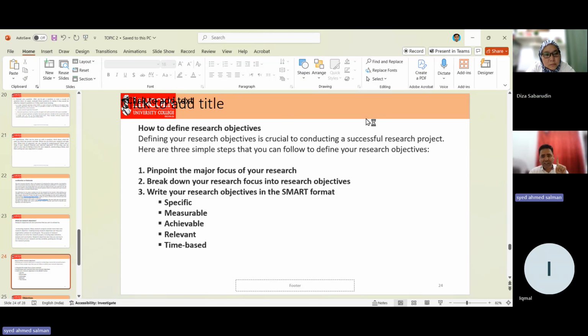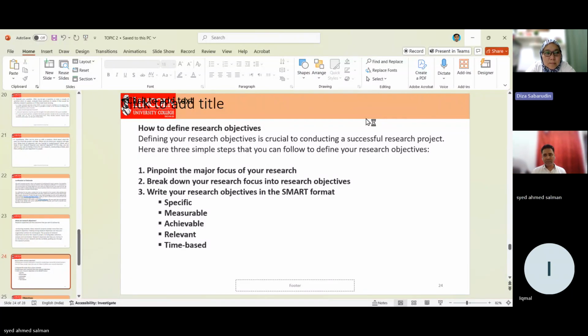The objective is measurable, right? You can measure the objective. The objective is achievable, because you can reach the respondents, am I right? The objective is relevant to the problem statement and the topic. The objective can be achieved on time. So whenever you are developing the research objectives, you have to understand the SMART format: specific, measurable, achievable, relevant, and on time.